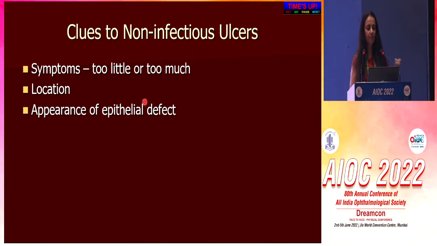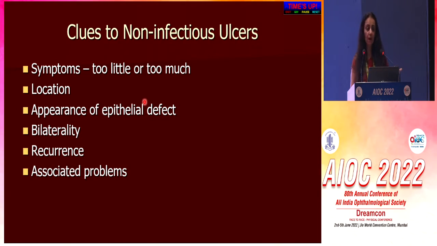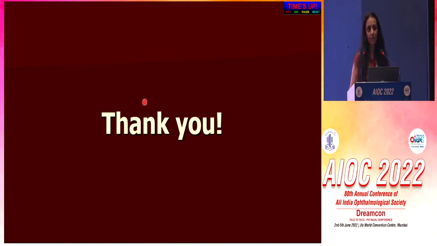So again, too many symptoms, too few symptoms, location, the way the epithelial defect appears. If you have bilateral ulcers, start thinking of this. If they keep coming back, think it's non-infectious and look for associated problems.